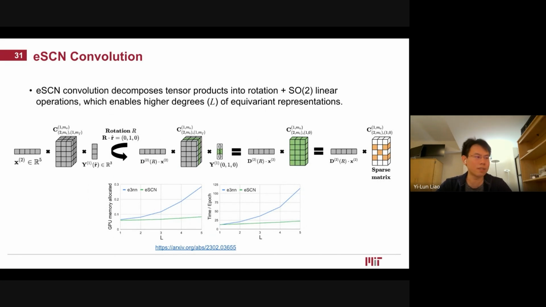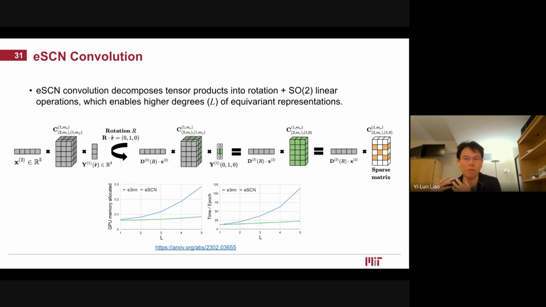To begin with, eSEN convolution proposes a very elegant way to decompose the tensor products into rotation and SO2 linear operation. This can greatly reduce the computational complexity of tensor products and enables using higher degrees in equivariant networks. Here, the top figure illustrates how the compute is simplified. The leftmost subfigure is the original computation, where we need to perform a 3D matrix multiplication. And in the middle subfigure, they find that if we rotate the inputs, they can make the 3D matrix sparse. So here, only the green row matters. Others are just 0, and we can ignore them.